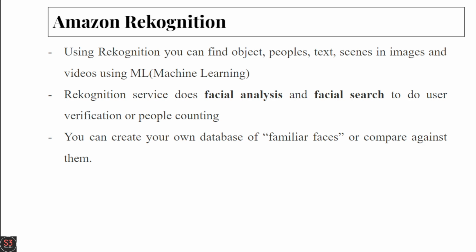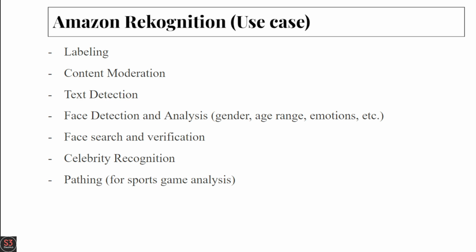So now let's talk about recognition. Using the recognition service you can find objects, people, text, scenes in images and videos using ML. Let's take an example where you need to find a particular object in some image. You can find the objects using the recognition service. It can do facial analysis and facial search for user verification, or, for example, it can count how many people are in the image. You can create your own database of familiar faces and compare against a database of celebrities to find people in the database as well.